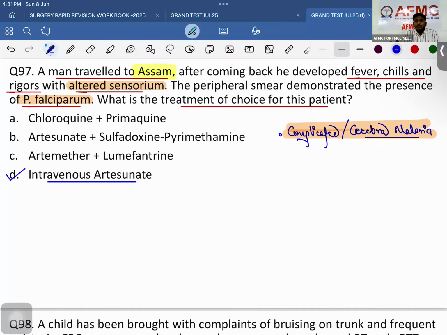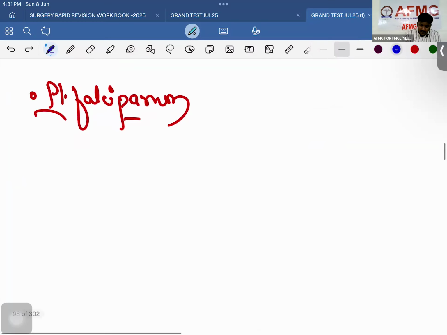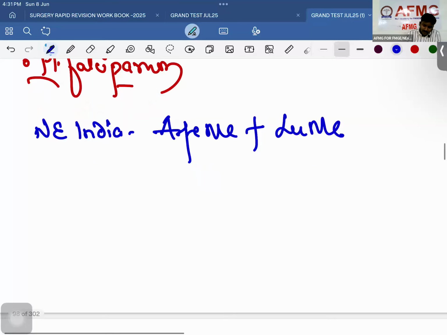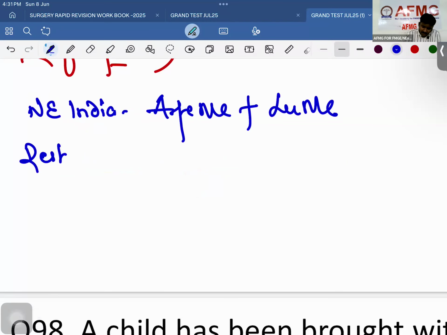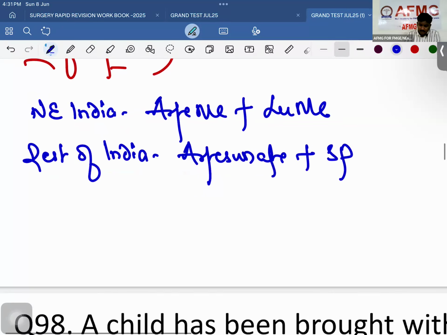Now, if I talk about Plasmodium falciparum itself, in a normal person, beta, in uncomplicated cases of Plasmodium falciparum, please tell me, if the patient belongs to the northeastern parts of India, then what is the drug? Then the drug that we give, beta, will be artemether plus lumefantrine. Whereas if the person belongs to the rest of India, then we have to give a combination of artesunate along with sulfadoxine pyrimethamine combination. Clear.